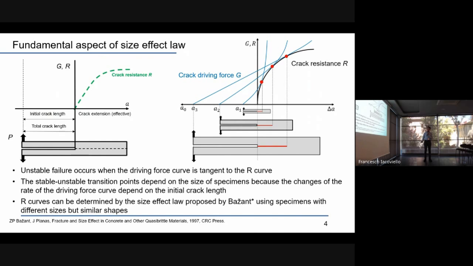This slide explains the fundamental aspect of the size effect law in a fracture toughness specimen. This is a crack resistance curve. If we apply load to the specimen, the crack driving force curve is given like this, with respect to crack length. We apply further load and further load, and when the crack driving force curve and the crack resistance curve touch each other, failure occurs. The stable and unstable fracture point depends on the size of the specimen, because the rate of change of the driving force curve depends on the initial crack length. So using different sizes of specimen, we can obtain different points on the crack resistance curve. R curves can be determined by the size effect using this concept.